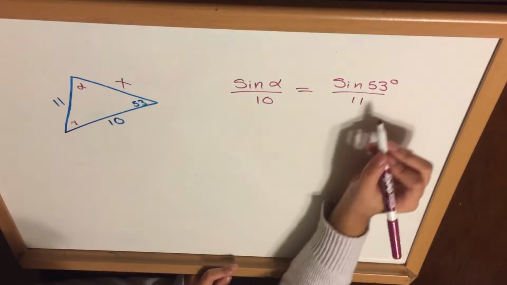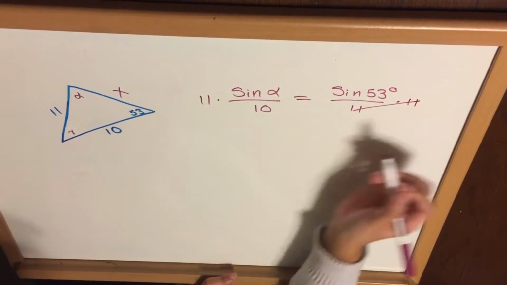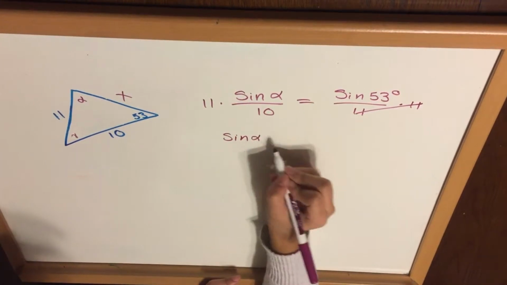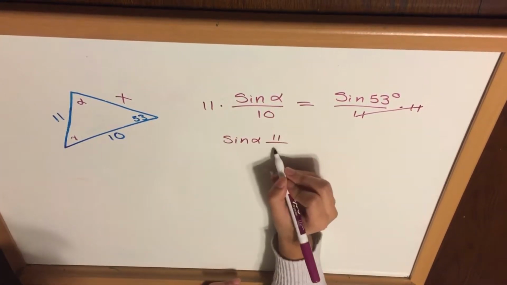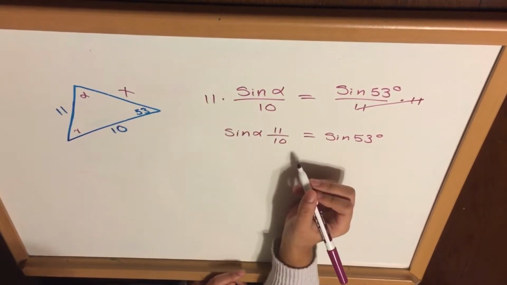Use sine beta over 11 because we know both values and can solve for alpha. Fill in the givens. Beta equals 53 degrees, opposite alpha equals 10, opposite of beta equals 11. At this point, you should have the equation sine alpha over 10 equals sine of 53 over 11. Isolate sine of alpha by multiplying each side by 11. At this point, you should have sine alpha times 11 over 10 equals sine 53.